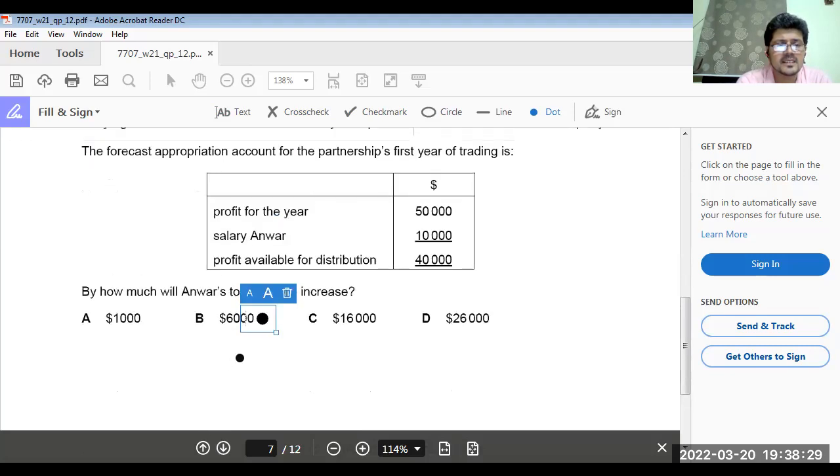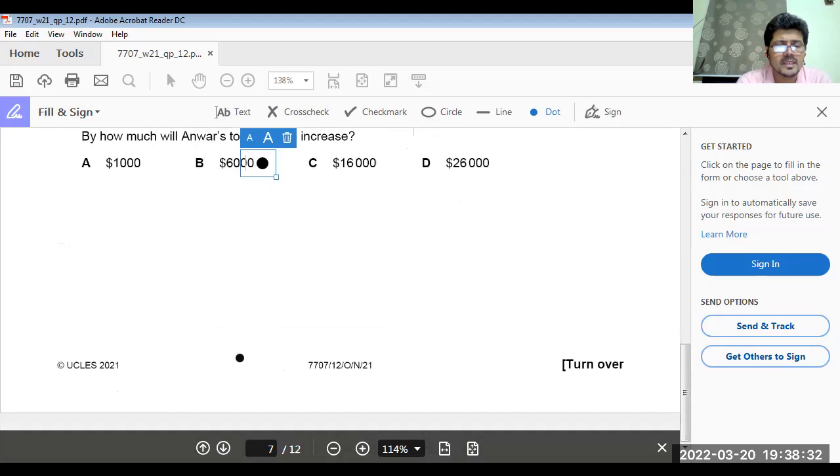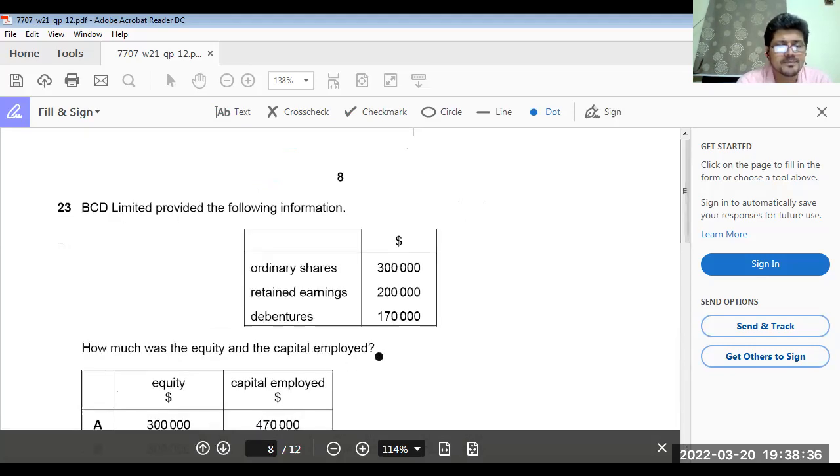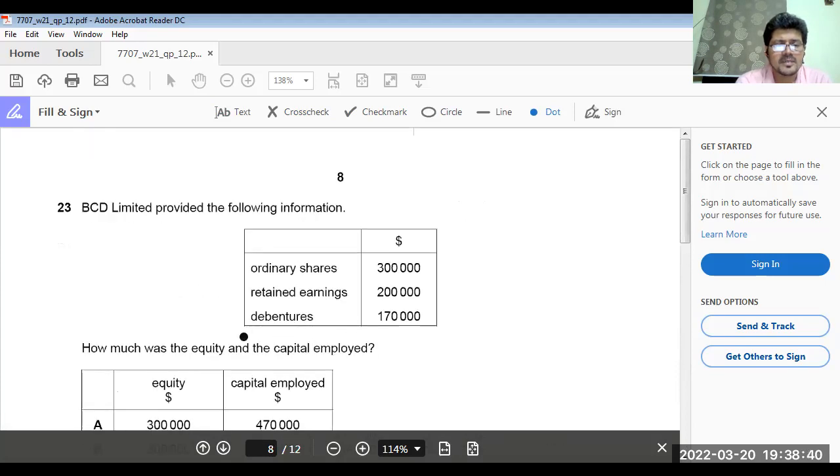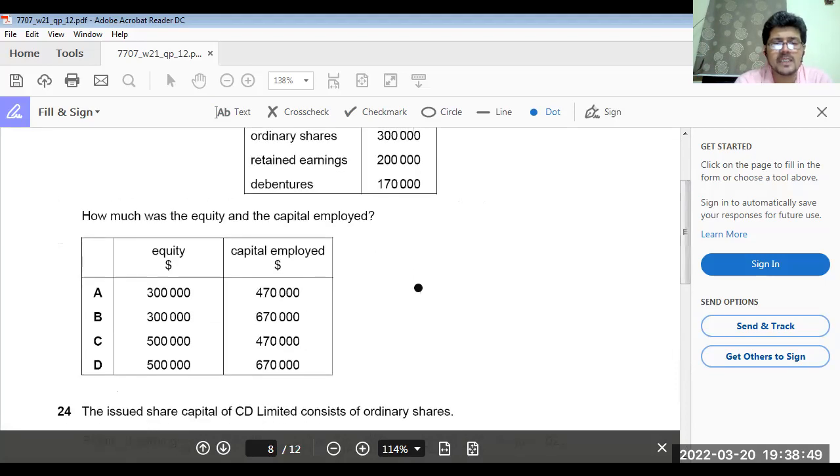Okay. This is question number 22. Now come to question number 23. BCD Limited, it's a very easy question. The limited company provides the following information: ordinary shares, retained earnings, dividends. How much is the total equity and capital employed?